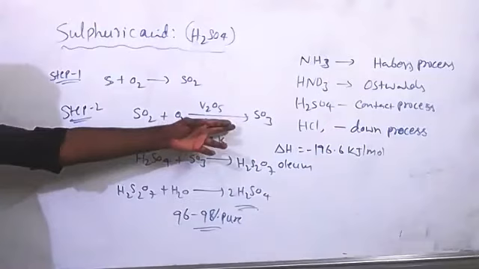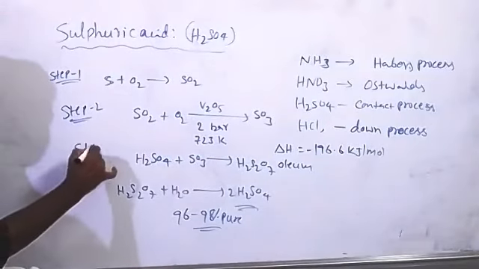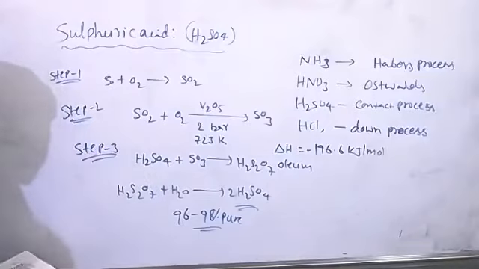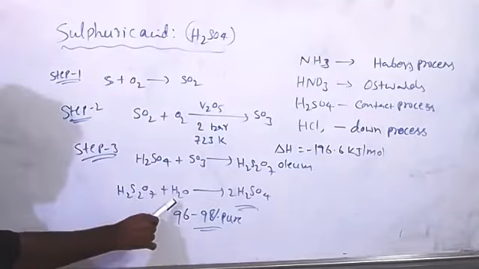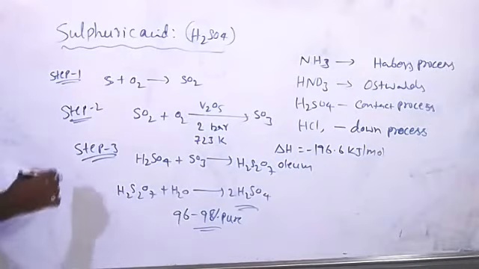Then the obtained sulfur trioxide is treated in step 3. The obtained sulfur trioxide is absorbed in H2SO4. It gives oleum. And then oleum is diluted with water. It gives H2SO4. In this process, the obtained sulfuric acid is 96 to 98% pure. So all reactions are important, my dear.